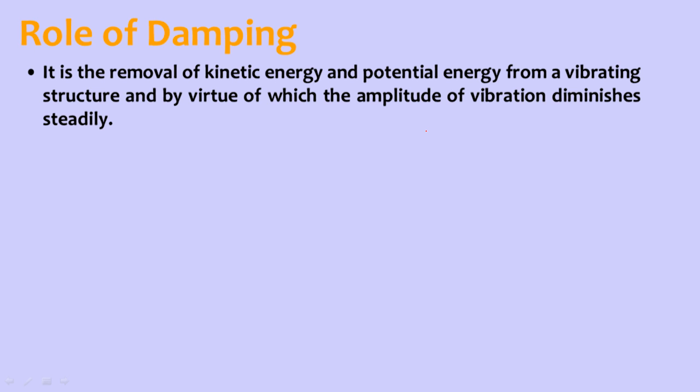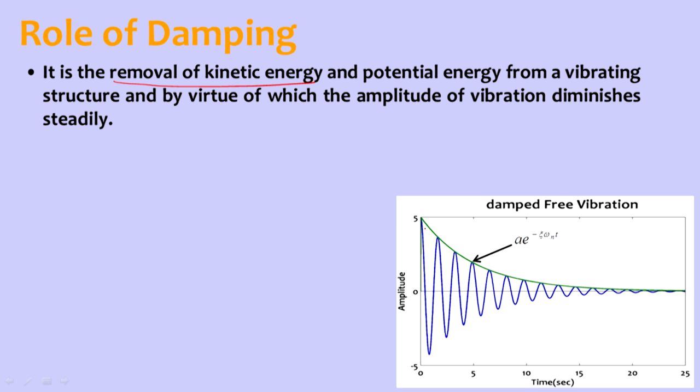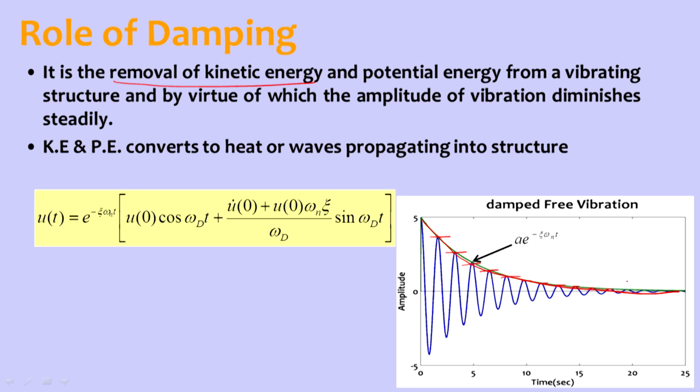Now what is the role of damping? The role of damping is the removal of kinetic energy from the vibrating system. As you can see here, the amplitude of vibration is diminishing steadily, and there is a pattern in which it reduces. These ratios can be fixed. With a fixed ratio it reduces, and that reduction gets converted into heat, waves, and different forms.